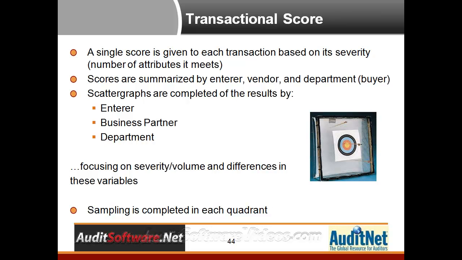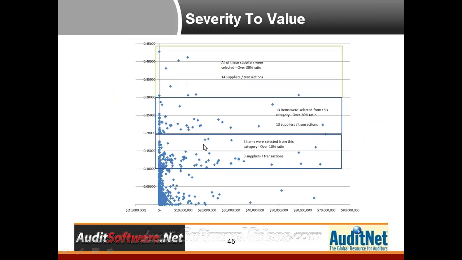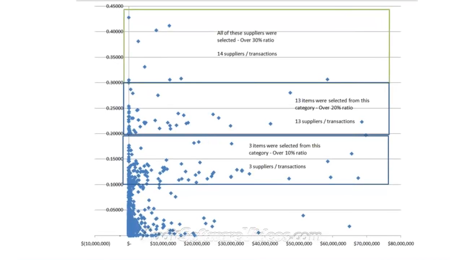And then what you could do is sample in each quadrant. So let me explain what that means. Taking a look at this transactional scoring scattergraph, it's a little bit better to look at than the sample we're going to play with in a minute. With that said, I find that the score is on the left: 20%, 30%, 40%.